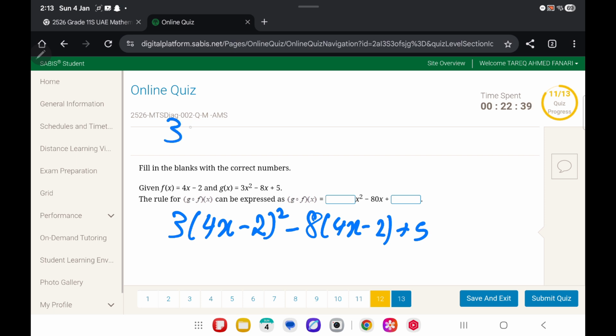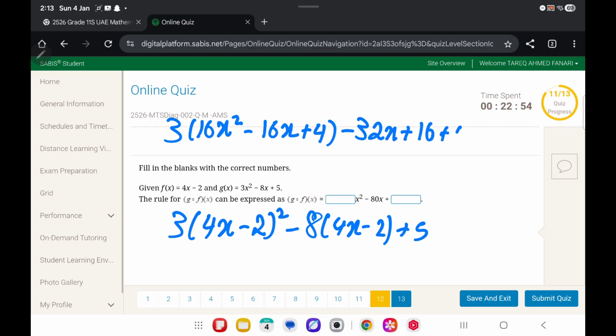So I'm gonna work up here. 3 into 16x squared minus 2 times 2 times 4 is 16x plus 4, minus 32x plus 16, plus 5. Now 48x squared, 3 times 16 is 48, minus 48x plus 12, minus 32x plus 21.